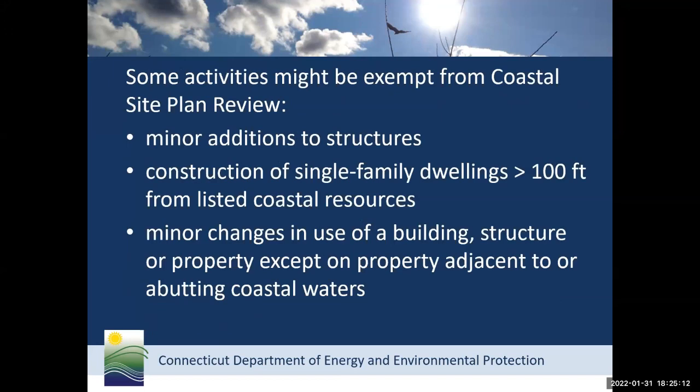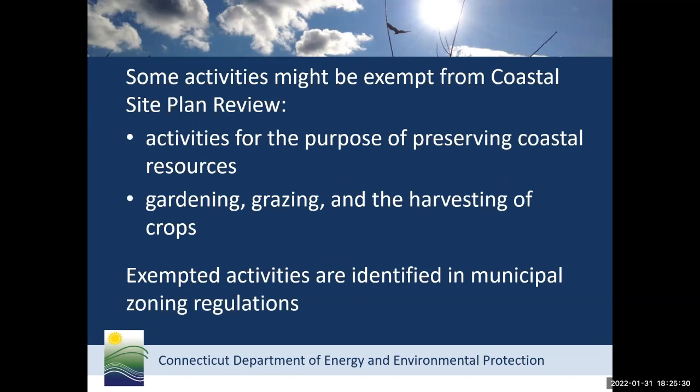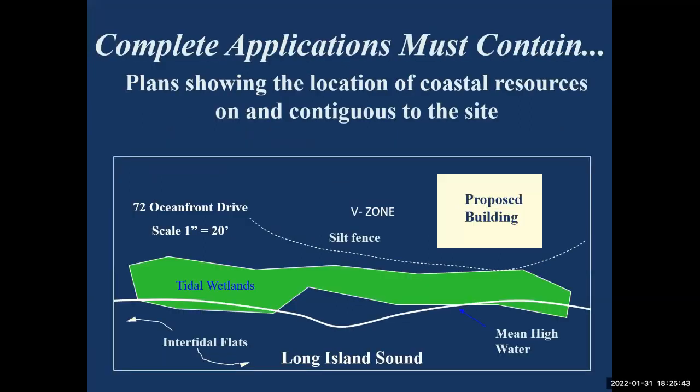And then there'll be exemptions to that. That is something that staff will look over and make sure that if it's exempt, it will be exempt. Minor additions to structures, construction of a single family home that's greater than 100 feet from certain resources, and minor changes to uses of buildings can all be exempt. Also, activities for preserving coastal resources might be exempt, as well as gardening, grazing, and crops. Again, these are all in the zoning regulations.